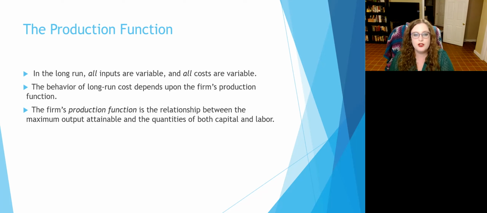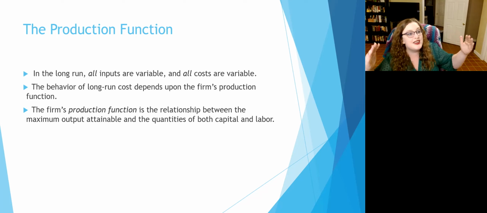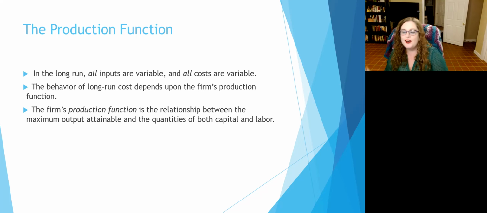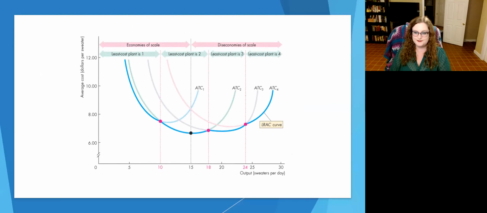The behavior of the long run cost depends upon the firm's production function, right? How much I can produce for each capital input versus how much I can produce for each labor input. The firm's production function is the relationship between the maximum output obtainable, how much I can produce, and the quantities I have of capital and labor, right? It's that relationship between, if I have 10 workers and 20 machines, how much can I produce? That's our production function. That's just so neat.